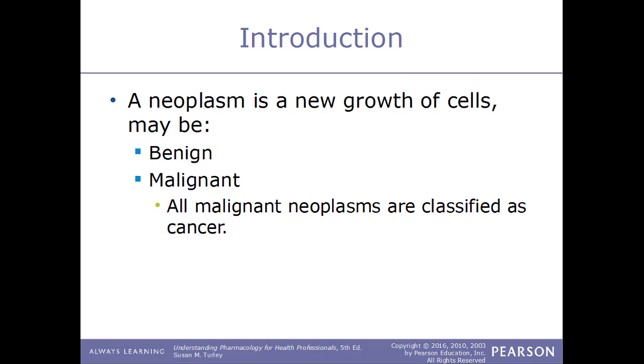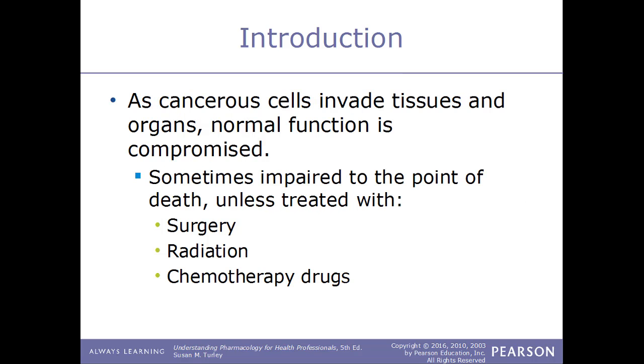Alright, we'll start with a quick introduction. The term neoplasm means a new growth of cells. This new growth can either be benign or malignant, and all malignant neoplasms are classified as a cancer. As cancerous cells invade tissues and organs, normal function is compromised, and sometimes the impairment is to the point of death, unless this is corrected with surgery, radiation, or chemotherapy drugs.